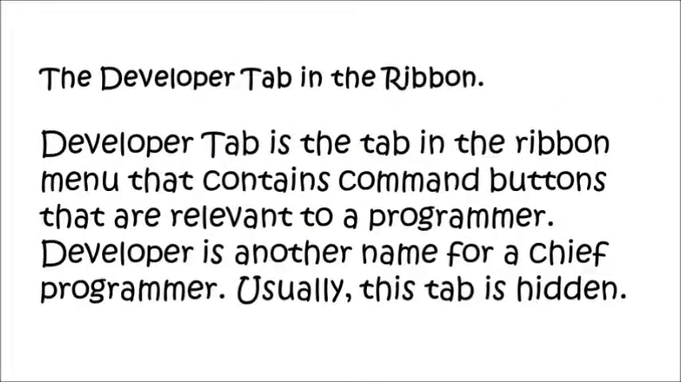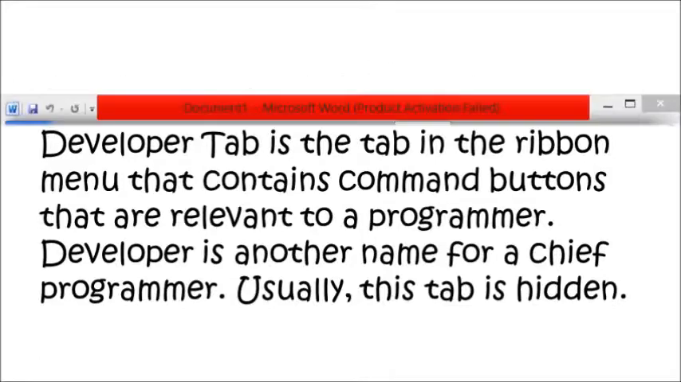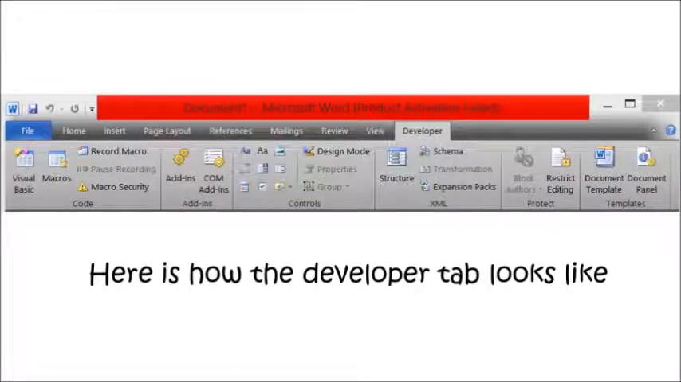The developer tab in the ribbon. The Developer tab is the tab in the ribbon menu that contains command buttons that are relevant to a programmer. Developer is another name for a chief programmer. Usually, this tab is hidden. That is to say that by default, when you open this software, you will not see the Developer tab until you activate it by checking the button that activates its appearance. So here is how the Developer tab looks. You can see the groups inside of it: the Code section, the Add-ins section, the Controls section, the XML section, the Protect section, and also the Templates section.